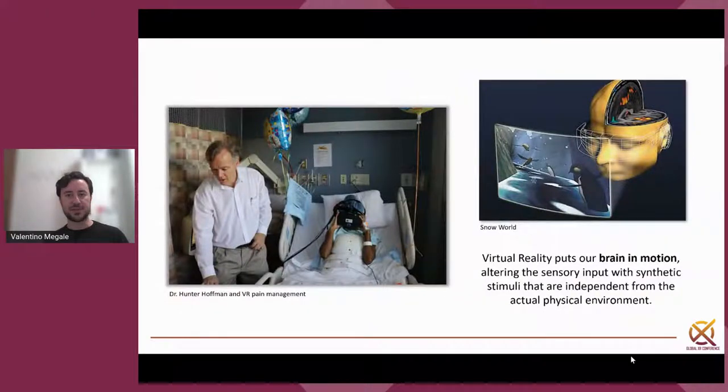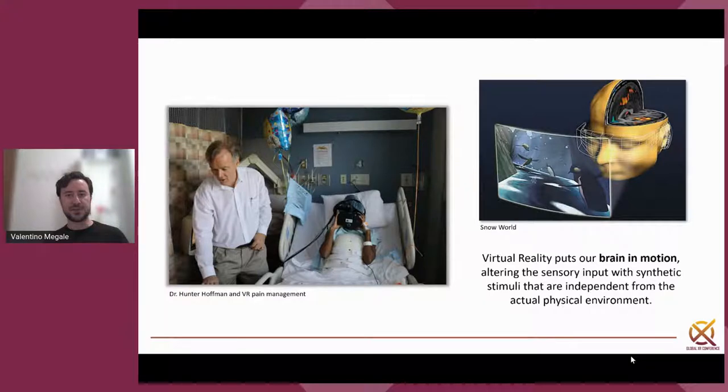So using virtual reality in healthcare is not something new. It all started in the 90s with the pioneering work of Dr. Hunter Hoffman and David Patterson, who started to use virtual reality and a specific content called SnowWorld for drug-free pain management in burn patients. Patients felt huge pain during medical procedures, and they were basically resistant to the administration of traditional painkillers, even opioids.